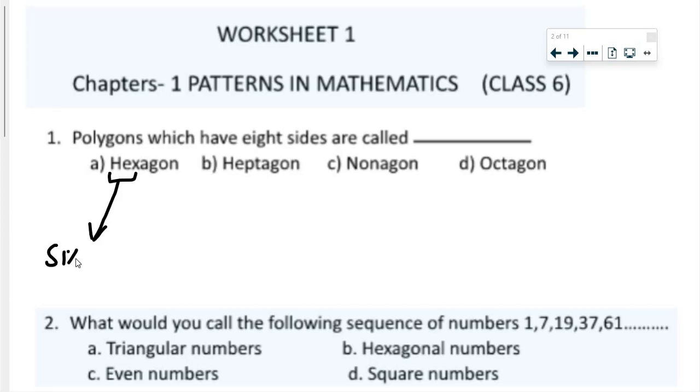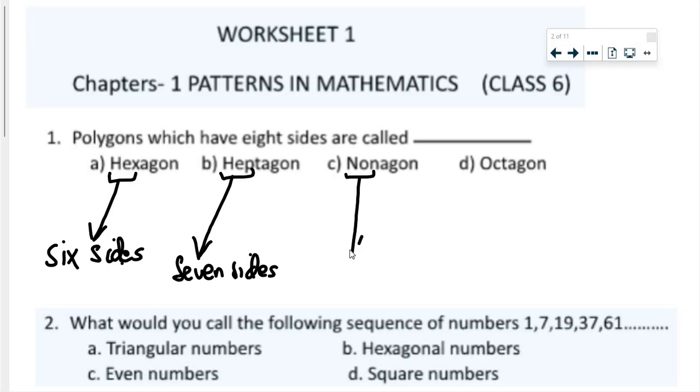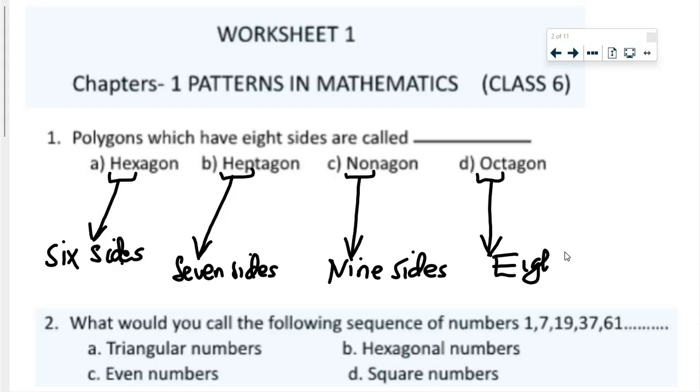Hex, the way it sounds, hex, it means 6 sides. Hept means 7 sides. Non means 9 sides. And lastly, oct means 8 sides. So, polygons which have 8 sides are called octagon.